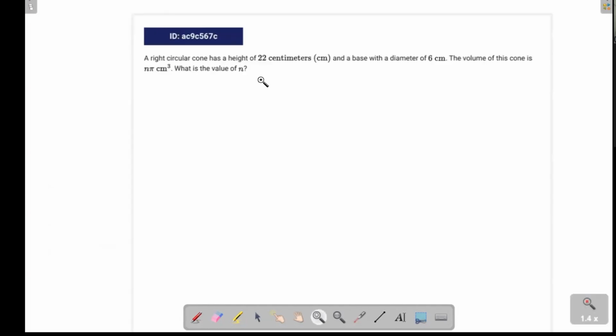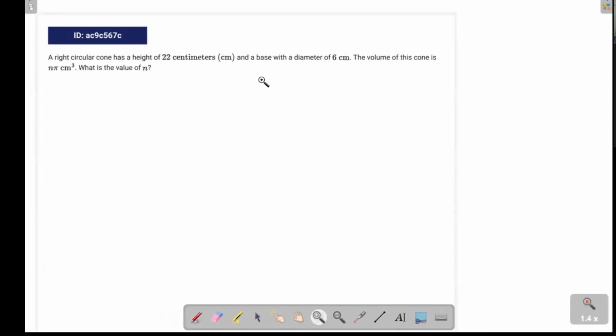All right. A right circular cone has height 22 centimeters and base with diameter 6 centimeters. The volume of the cone is n pi centimeters cubed. What is the value of n? It does not provide a formula sheet. So although you are given a calculator, you will have to memorize these equations. If you don't know them, I'd spend maybe no more than an hour just trying to memorize them. But the best way to memorize these is by doing more practice with them, is what I'd say is the best way you'll improve.